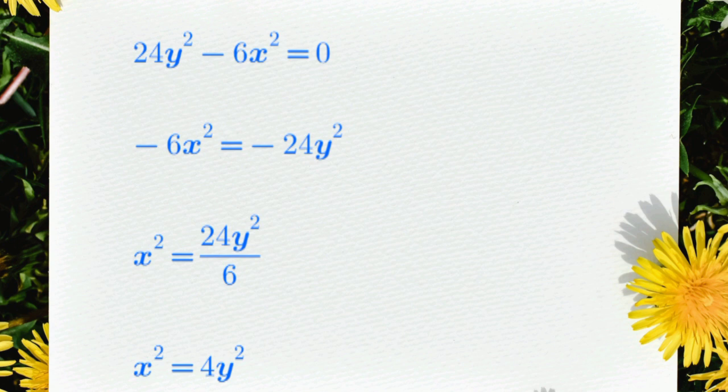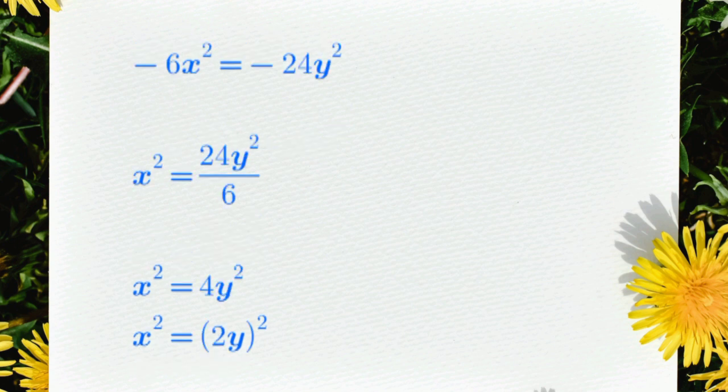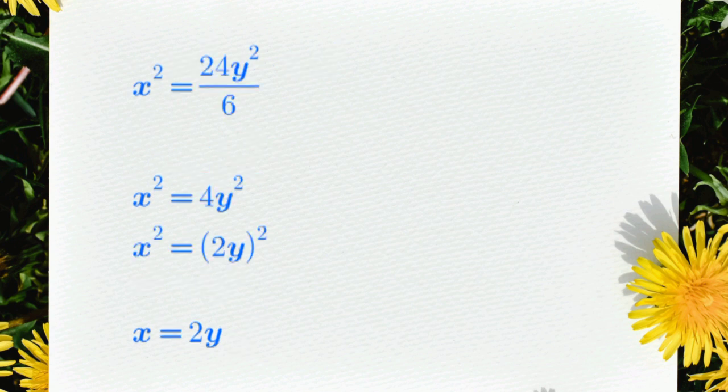Now 4 can be written as 2 raised to the power of 2, so we can write the right hand side as 2y all raised to the power of 2. So we have our x squared is equal to 2y all raised to the power of 2. Now using the laws of indices, the two powers can cancel, that is 2 can cancel 2, and we'll be left with x is equal to 2y. Now this equation is kind of important because we are going to use it in our final stage of this question.